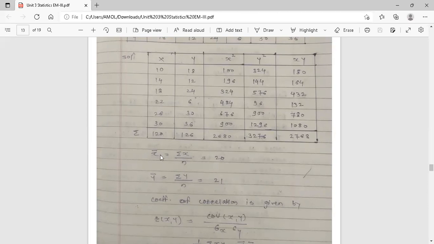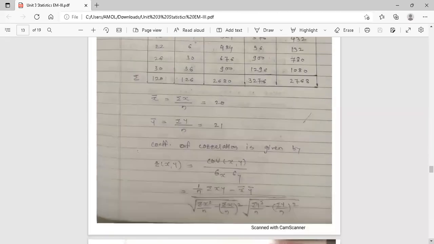Same for y. So x bar is equal to summation x upon n, is 20, because summation x is 120 and the value of n is 6. So it is divided by 6. 120 divided by 6, it is 20. So y bar is equal to summation y upon n. Summation y is 126 divided by 6. And because n is equal to 6, 6 entries are there. 1, 2, 3, 4, 5, 6. So n is equal to 6, and so y bar is 21. Okay, so arithmetic mean for x is 20, arithmetic mean for y is 21.